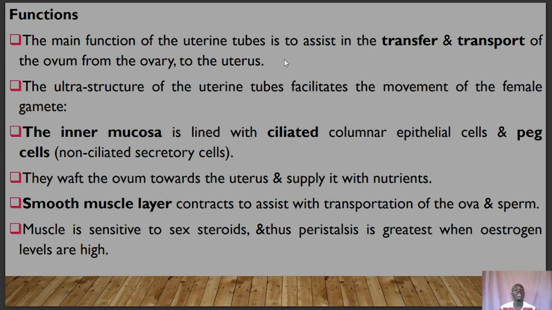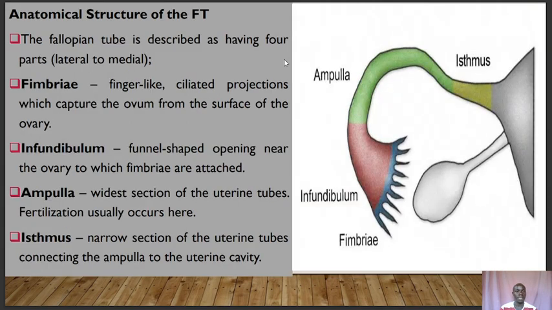So muscle is very sensitive to sex steroids, and thus peristalsis is greatest when estrogen levels are high. Anatomical position: we find that these fallopian tubes can be described as having four major parts, and we are moving laterally to medial. The most medial part, of course, we know is the isthmus. Then from the isthmus, which is medial, we can now go laterally to the ampulla.